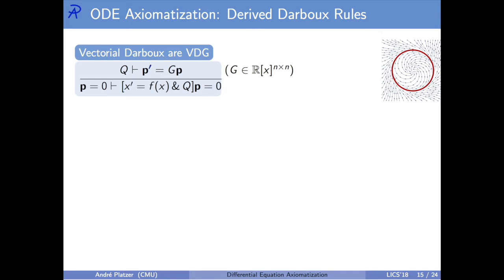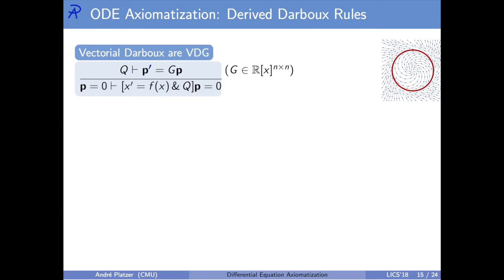But, good. Now the vectorial case. So Darboux polynomials also work for the vectorial case. If p is a vector of polynomials, and the whole vector of polynomials is 0 in the beginning, then it's 0 all the time when you follow the differential equation. And vectorial Darboux are also a derived reasoning principle. They follow from vectorial differential ghosts.